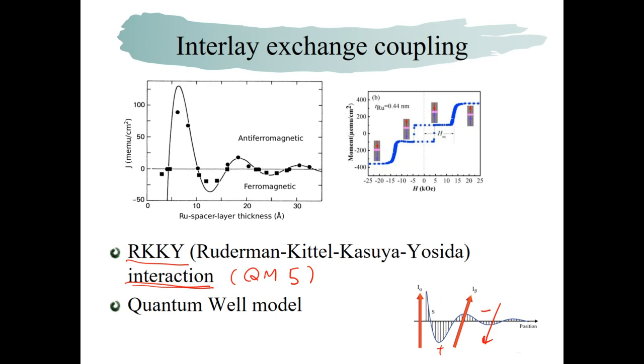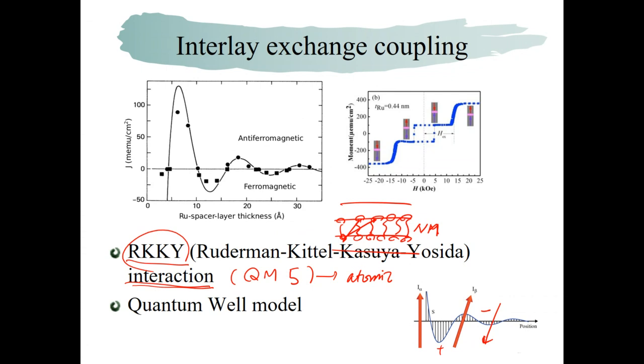So this RKKY model is for the atomic interaction. But just imagine you have two ferromagnetic layers, with ferromagnetic atoms at the interface and a non-magnetic layer between them. Each atom has a coupling because of this RKKY interaction. Sure, there is some other coupling from here to here and here to here, but they cancel each other out.